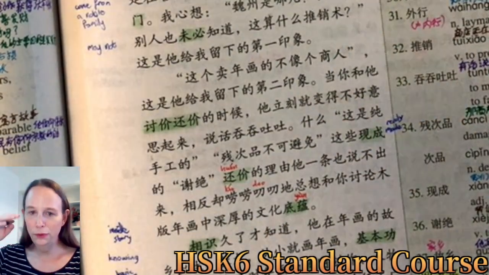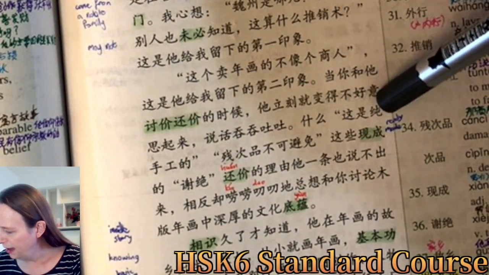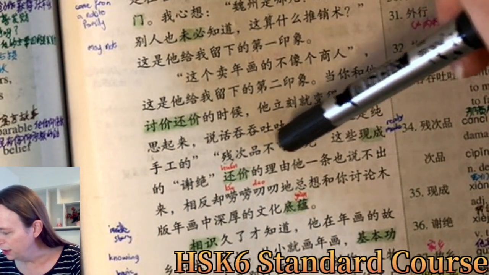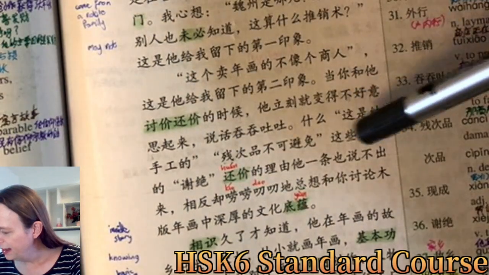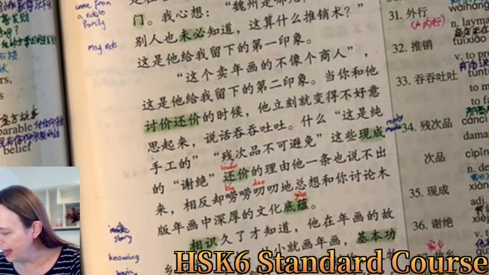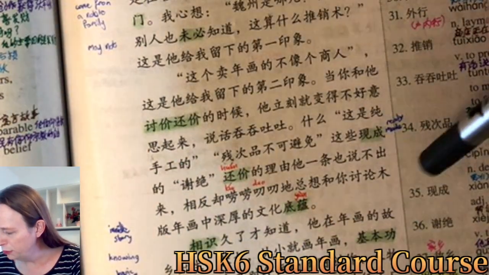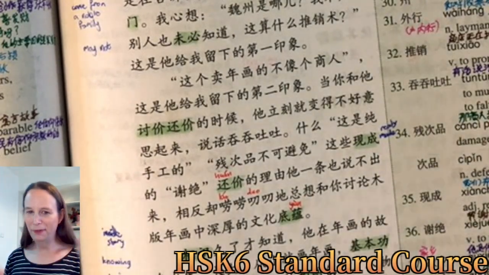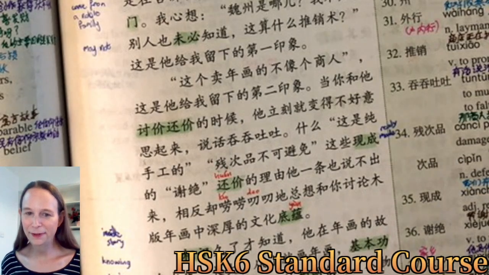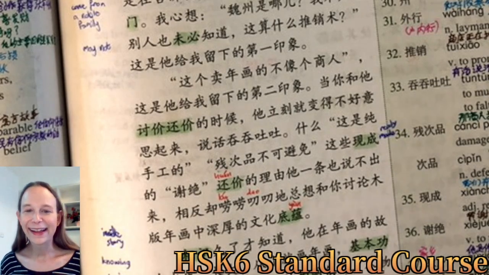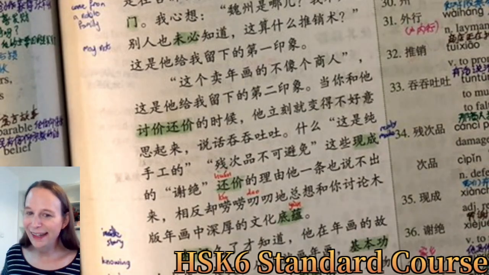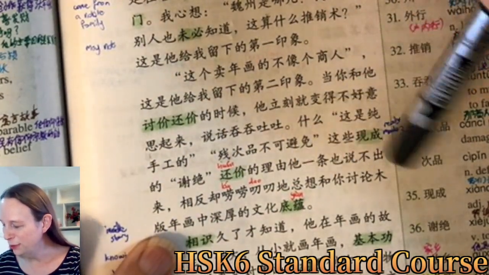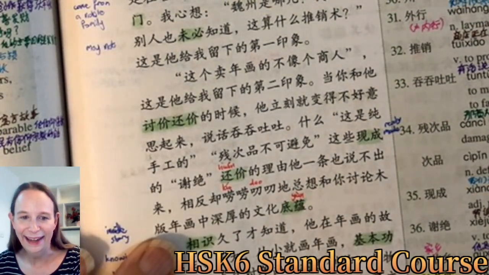说话吞吞吐吐. 什么？这是纯手工的，残次品不可避免，这些现成的谢绝还价的理由，他一条也说不出来. Yeah, so when you have these kind of several verbs in conjunction with complements, you need to be a bit careful. Yeah, you say 说不出话来. You need to get the order right. So it's not a separate verb, it's just 说不出来. 这句话说不出来, or 说不出这句话来, I guess.